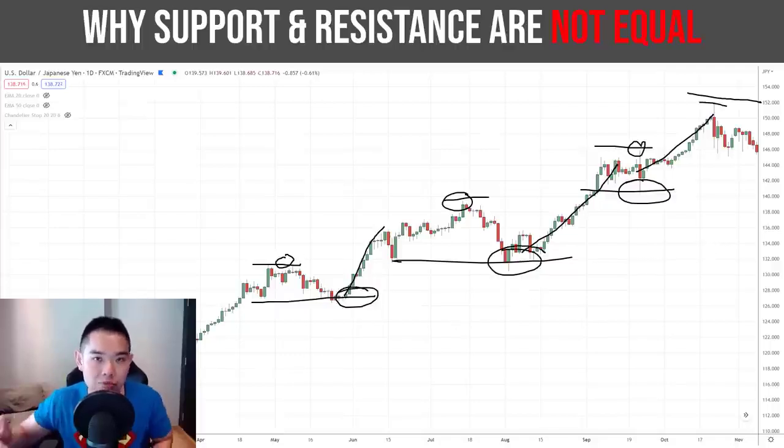So as you can see, in an uptrend, resistance tends to get broken. And it is kind of logical, right? Because as you know, when the market is in an uptrend, it means a series of higher highs and higher lows. This means resistance should get broken. So this means in an uptrend, support is more powerful than resistance because it tends not to get broken. So understand, support and resistance are not equal.